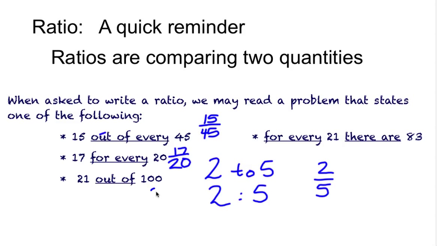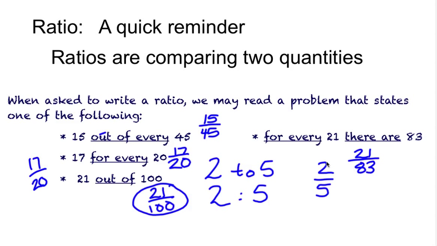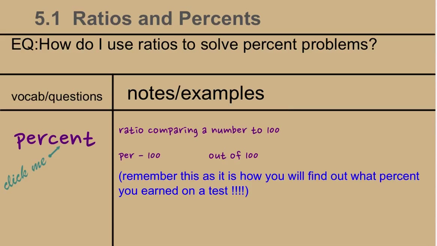Out of: 21 out of 100. This is often what we talk about when we talk about our tests. I got 21 out of 100. I got 17 out of 20. So these are just another way to write those. And this is just another way to state this one: for every 21, there are 83. So just kind of keep those in mind as we go through some of our slides today.